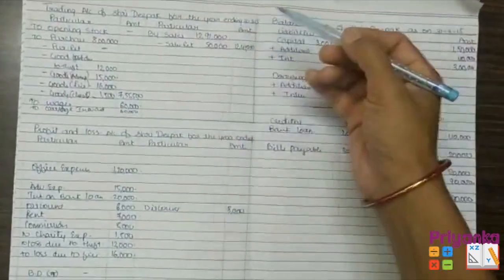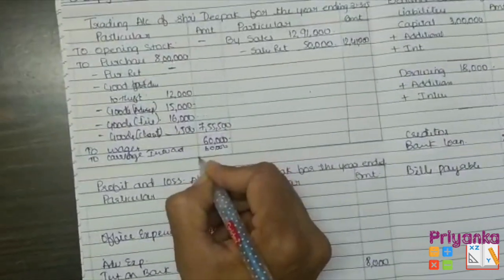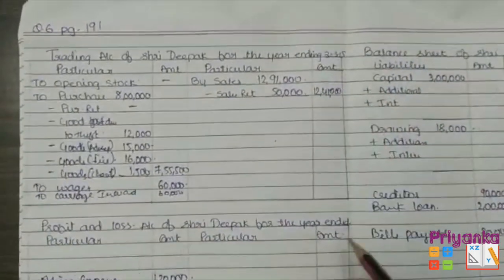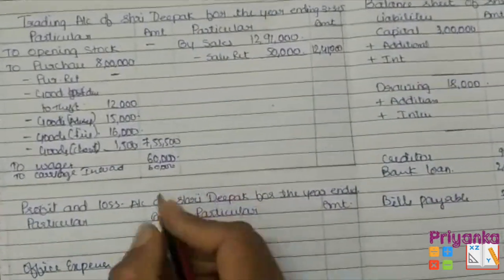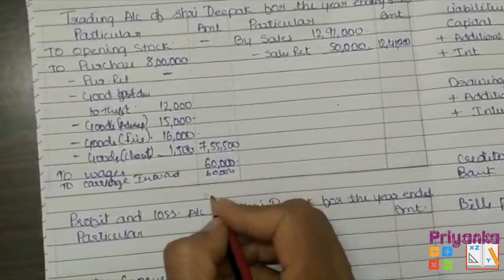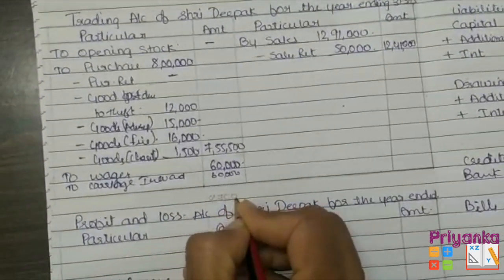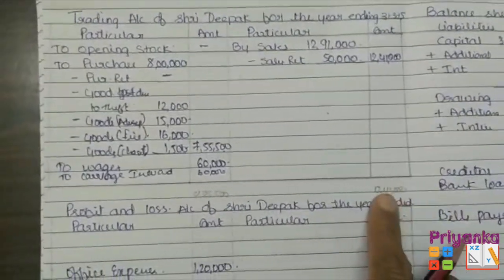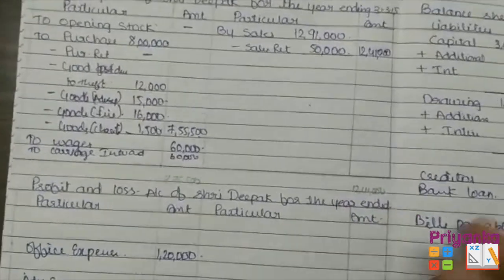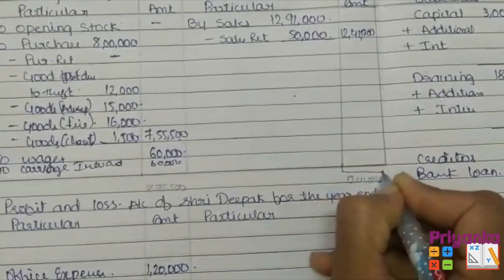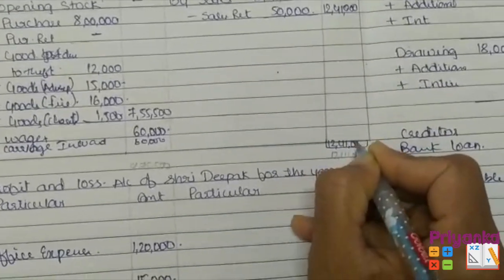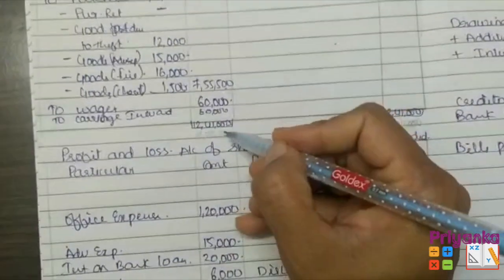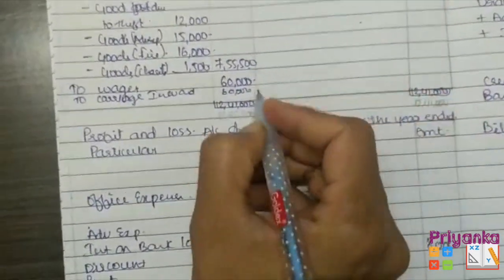Now we'll make a total of the amount column. When I made a total of the debit side of the trading account and the credit side of the trading account, I found that it comes to 8,75,500 and over here 12,41,000. Obviously this amount is more, so keep the amount on both sides, that is 12,41,000 as a total. Now subtract the 8,75,500 from this amount.